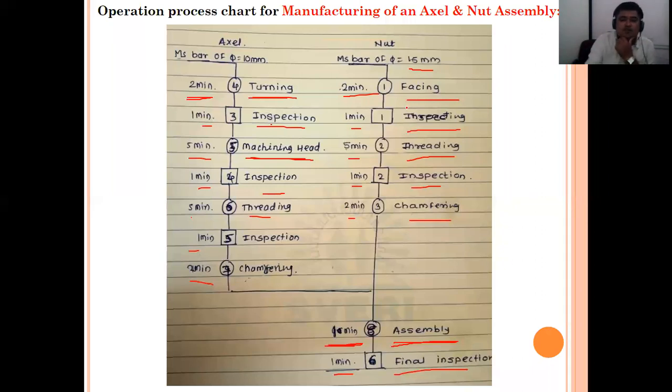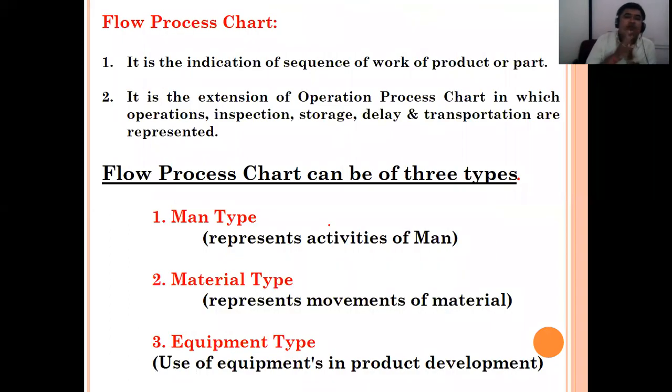Okay, Shubham. Then we are going to the next part, that is the flow process chart. The flow process chart is the identification of the sequence of work of a product part. It is the extension of the operation process chart. Whatever operation process chart we have seen now, it is the extension of that, in which operations, inspection, storage, delay and transportation are represented.